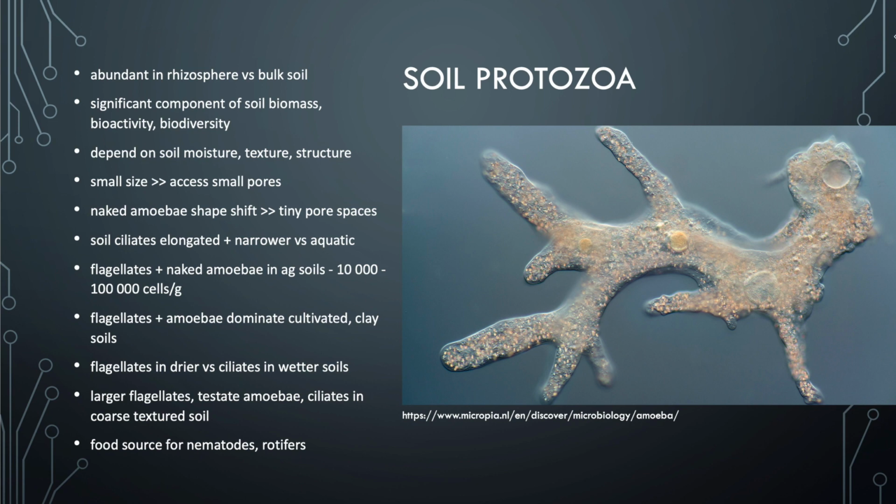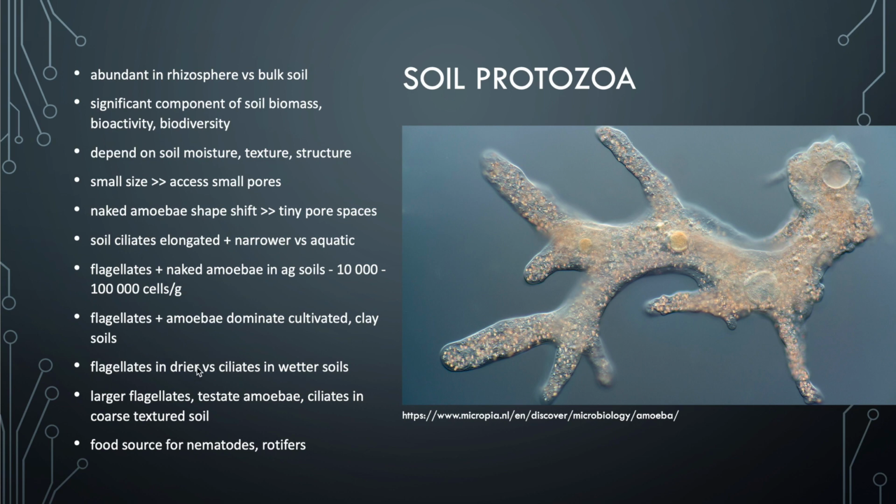Naked amoebae, such as the one pictured on the right, are shapeshifters, so they can actually squeeze into tiny pore spaces. Soil ciliates are often much larger than the other soil protists, and in soil they take on an elongated and narrower shape versus when they live in aquatic environments. Flagellates and naked amoebae in agricultural soils can reach up to 100,000 cells per gram of soil, and flagellates and amoebae dominate cultivated clay soils.